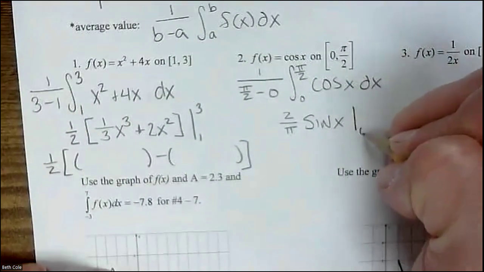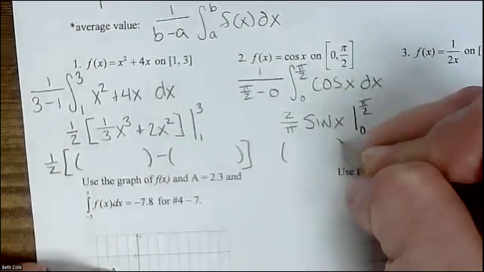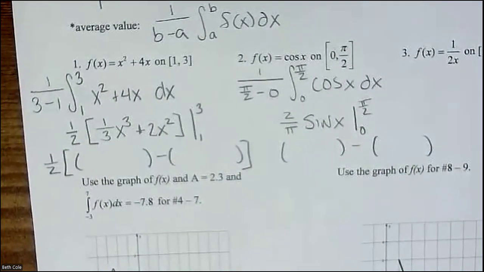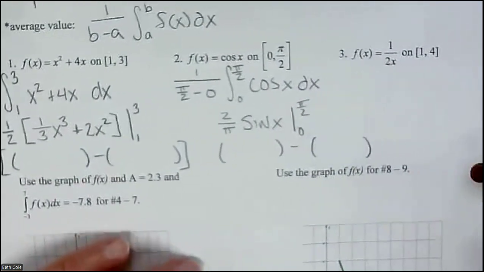All right, and then such that 0 to pi over 2. It would be upper boundary minus lower boundary. Like, I'm going to leave that. It feels like you've got it.